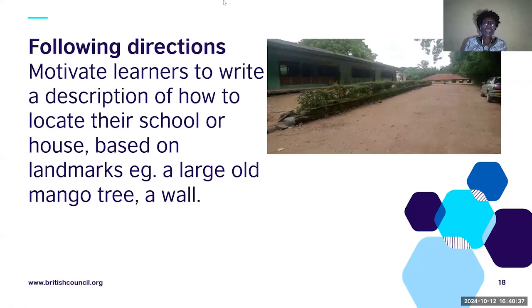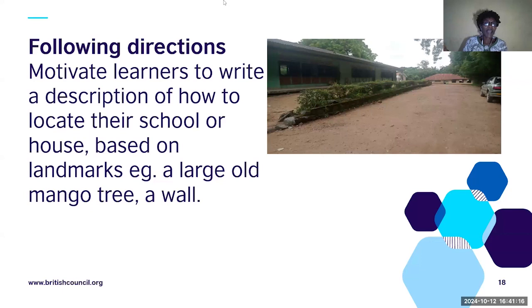Now, we can also engage our students in describing direction, following direction, how they can describe the direction to people. This is the cross section of my school. My school is quite a large and beautiful school, as you can see. So you can take your students to a place like this and ask them to describe, this is the entrance to my school. You can ask them to write and describe how somebody can get to their school. Then you can take it further by asking them to write how somebody can locate their houses as well.